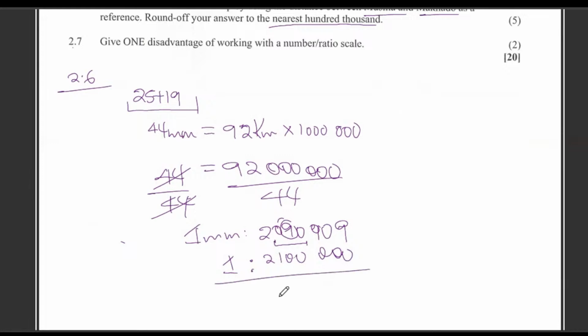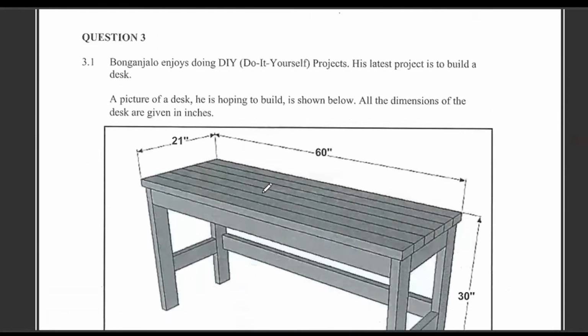Name one disadvantage of using a number ratio. It involves a lot of calculations. Number 2, it does not change with the diagram once it is enlarged. The moment you change the diagram, you have to change it also, unlike the bar scale. Okay, this brings us to question number 3.